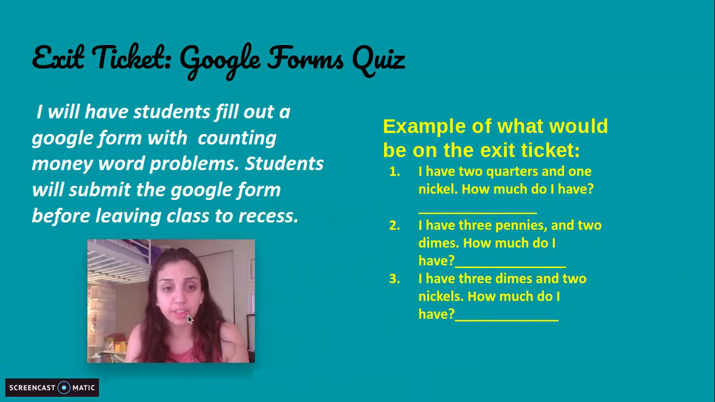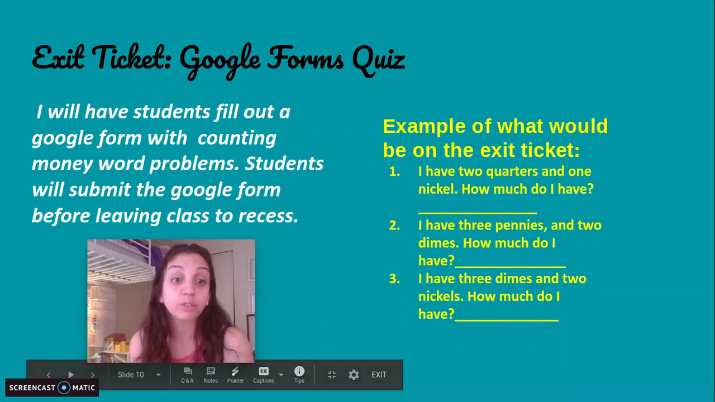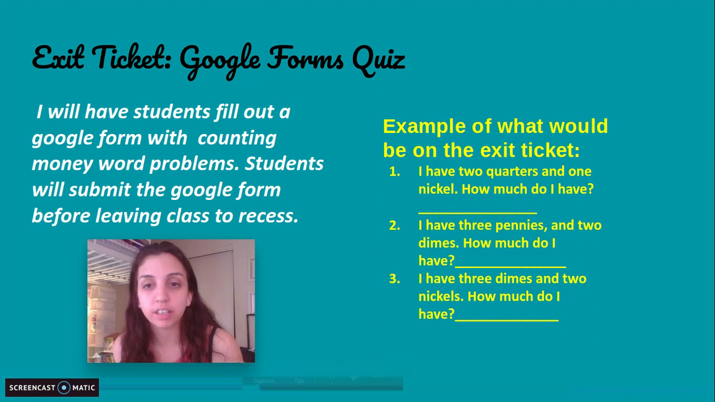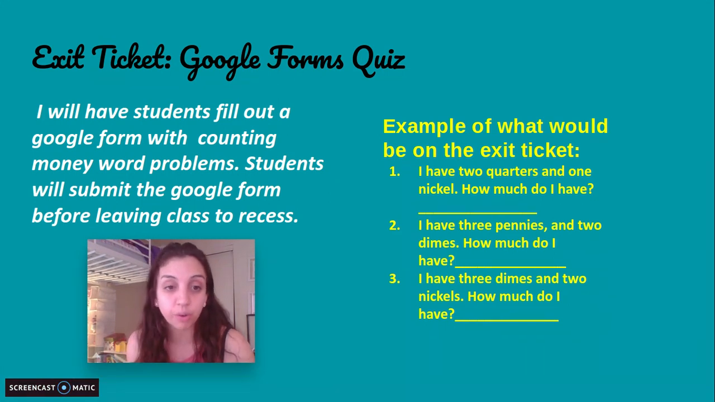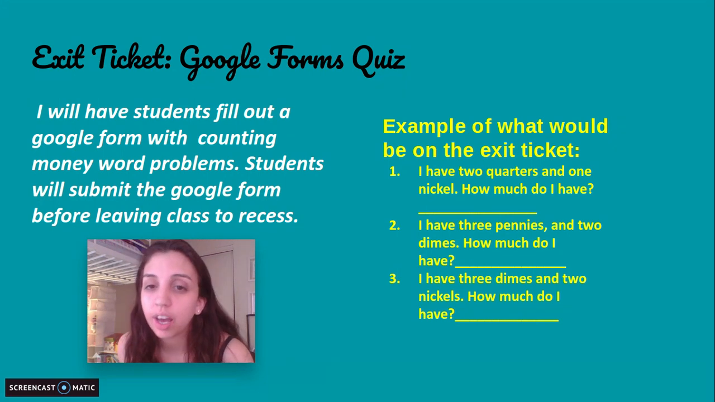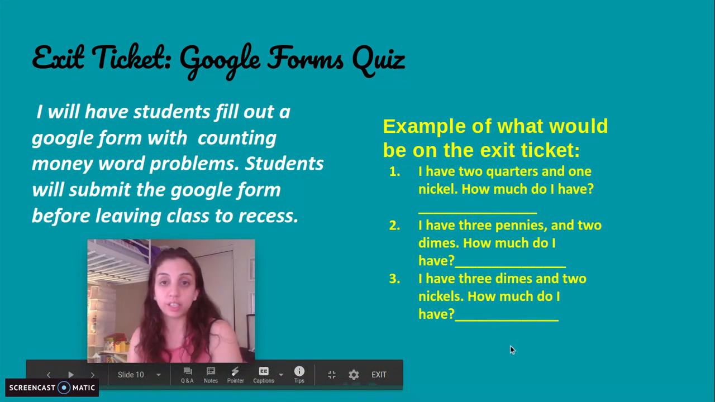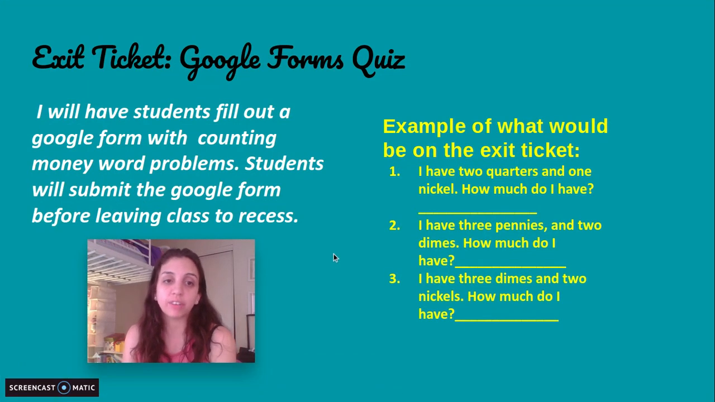Now, the exit ticket for this day, I'm going to do a Google Forms quiz just to see how they are doing, because I want to see if they're understanding the values of the coins, and then I want to see if they understand how to compare and add up those small amounts of coins. So I have 2 quarters and 1 nickel. How much do I have? These are all examples of what could be on that exit ticket. And they'll, of course, have to submit the Google form before leaving class to recess.